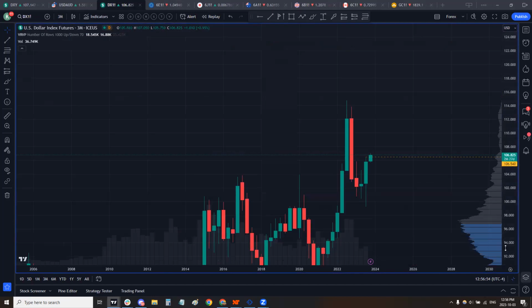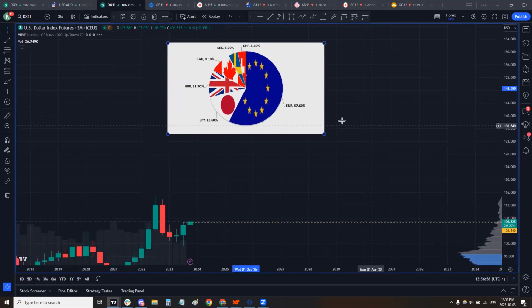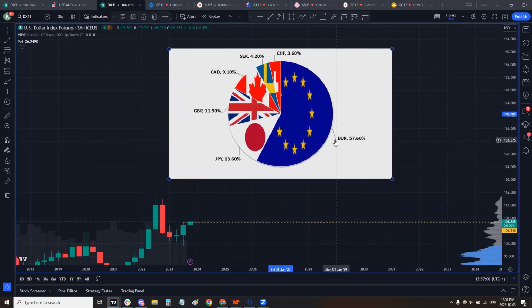Let's see the picture I have. Yeah, this is the components of the DXY. The DXY only has 6 currencies, and most of what moves the DXY is the euro, and then the Japanese yen is next, and then GBP, and then the Canadian dollar. So those are the main ones, I believe.